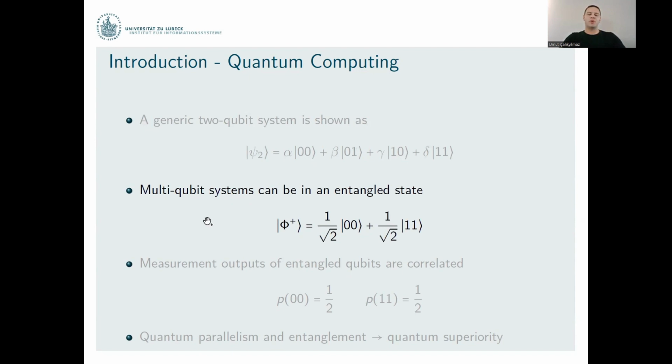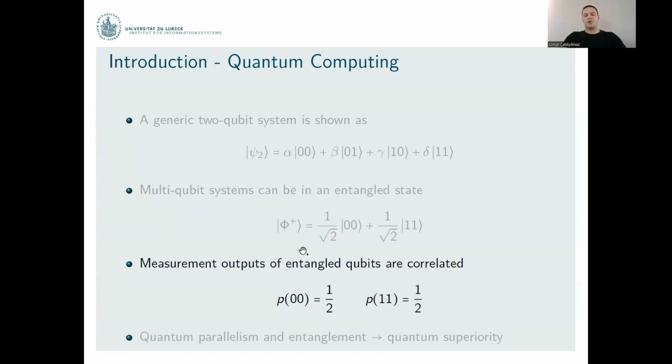Multi-qubit systems can also be in an entangled state, which means that the qubits are now correlated. So if we measure this state given here, we are going to get either 0, 0 or 1, 1. So if we only measure the first qubit and get a 0, then we are sure that the second qubit is also collapsed to 0. Quantum parallelism and entanglement are new phenomena that do not exist in classical computing. So they are the reason for quantum superiority.